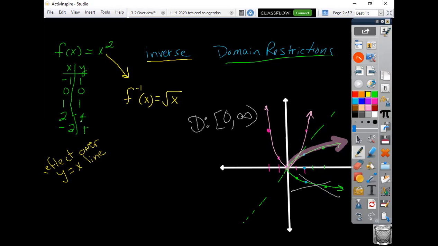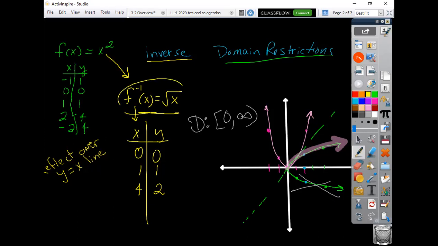And if we had a table of data over here, if you go to your square root and you put in a 0, don't you get a 0? If I put in a 1, I get a 1. And if I put in a 4, I get a 2. For this, my inverse. So all those pieces, we've got the inverse formulas. We've got the inverse tables.